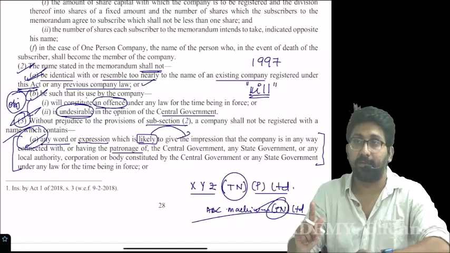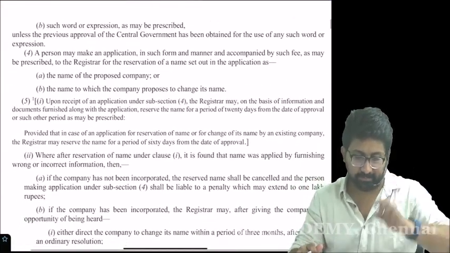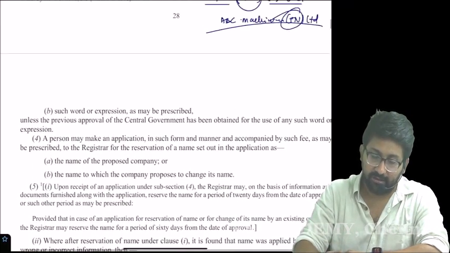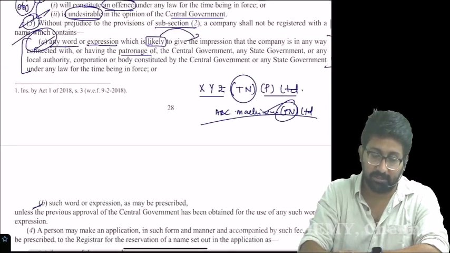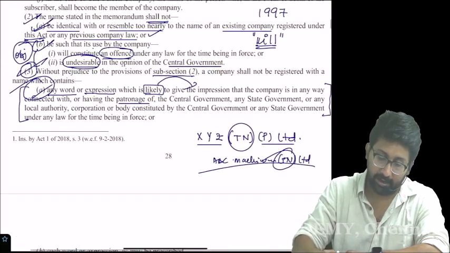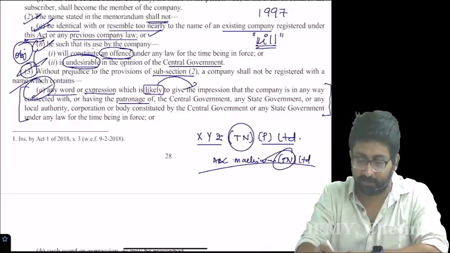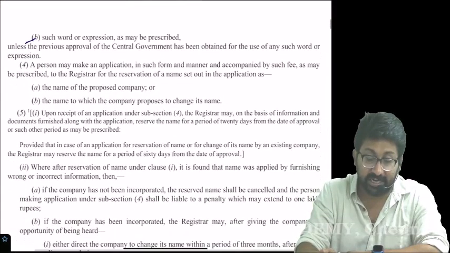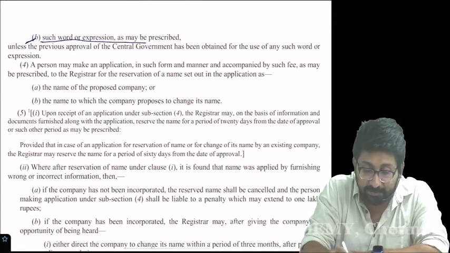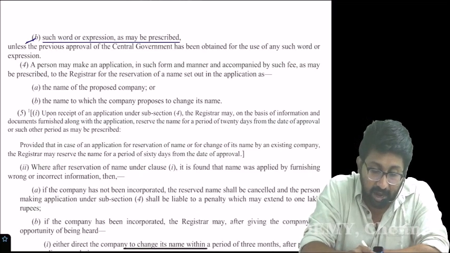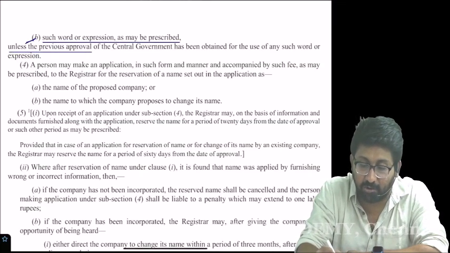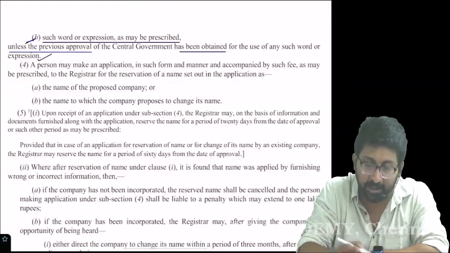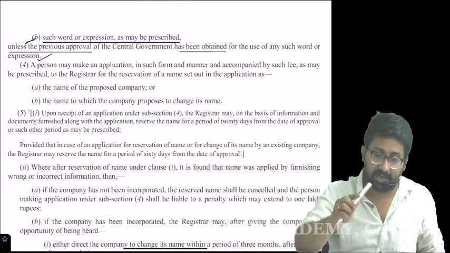Can I go to clause B? Yes, sir. Please read the next one. I told you the other day, whenever you are reading a clause or a subclause, read from the beginning. Read again. Without prejudice to the provisions of subsection 2, a company shall not be registered with a name which contains such word or expression as may be prescribed unless previous approval of central government has been obtained for the use of any such word or expression. Stop there. Read it once. I will ask you a question on this.